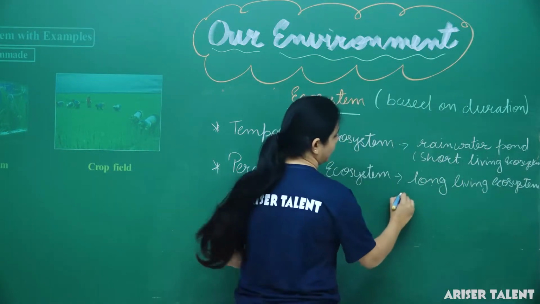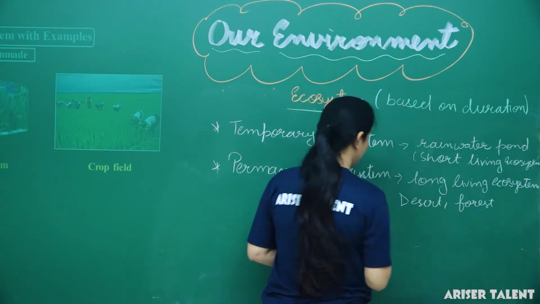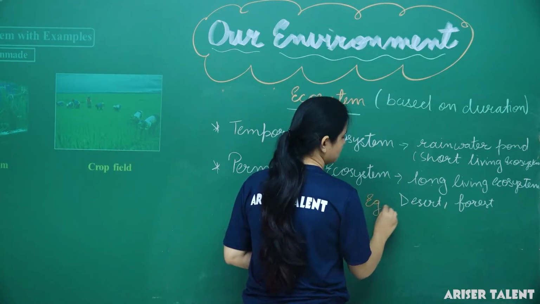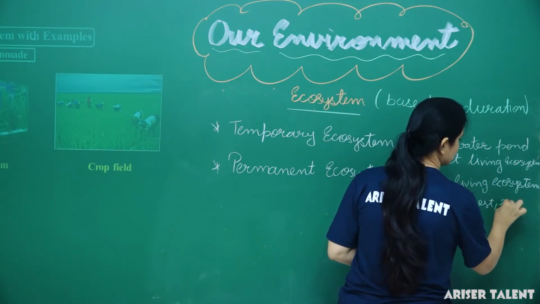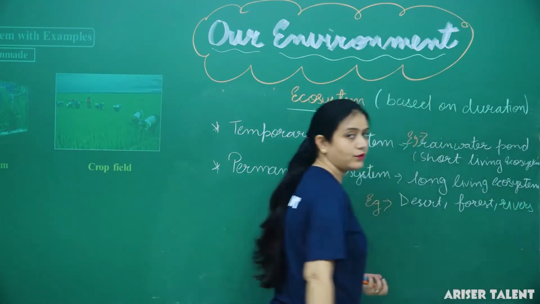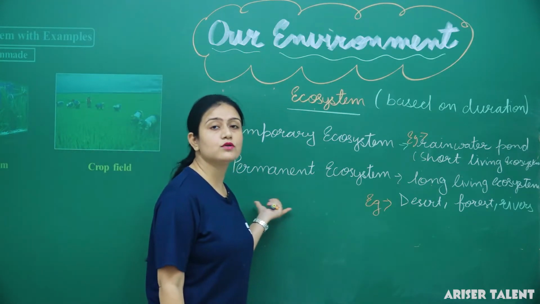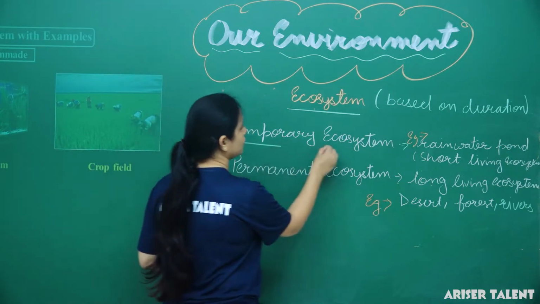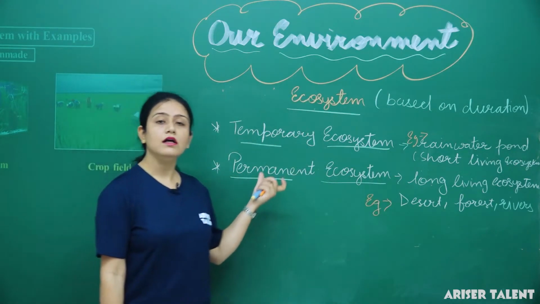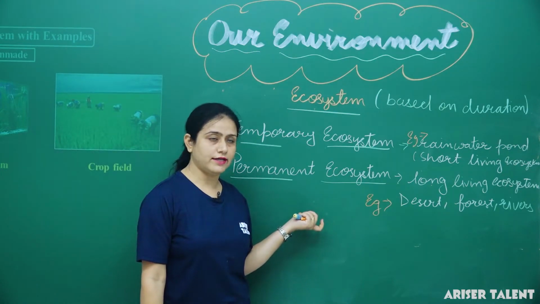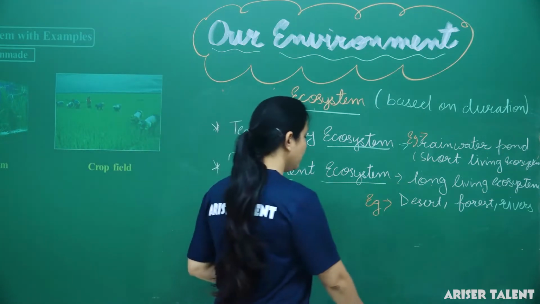Okay, and what are they? Desert, forest, rivers, etc. So these are based on duration, on the time period. On the basis of time period, ecosystems are of two types, temporary ecosystem and permanent ecosystem. Temporary ecosystems are available for a short time, and permanent ecosystems are available for a long life. Okay, they have a long life.